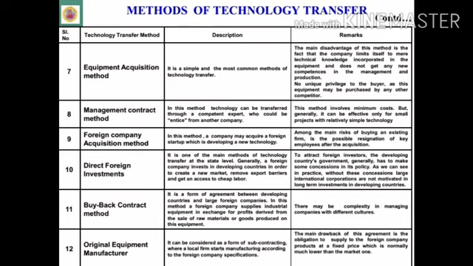The management contract method. In this method, technology can be transferred through a competent expert who could be enticed from another company. So this method involves a minimum cost, but generally it can be effective only for small projects with relatively simple technology. Another important method of technology transfer is the foreign company acquisition method.